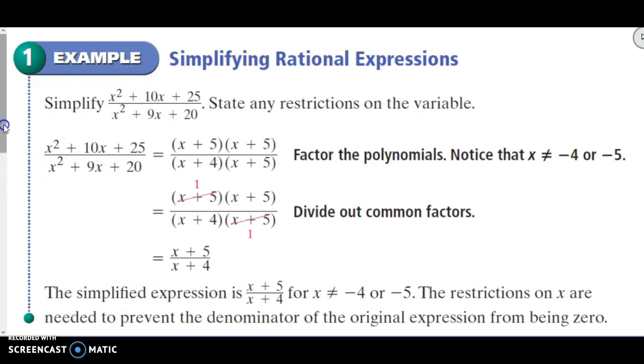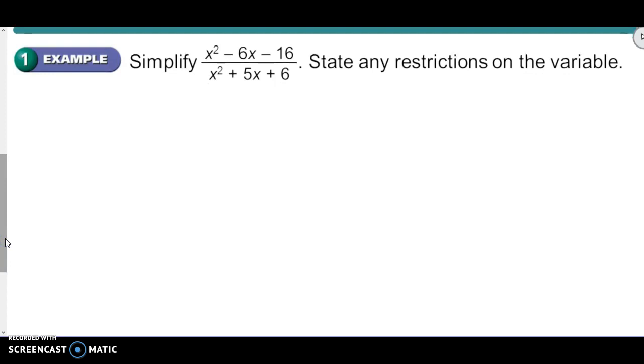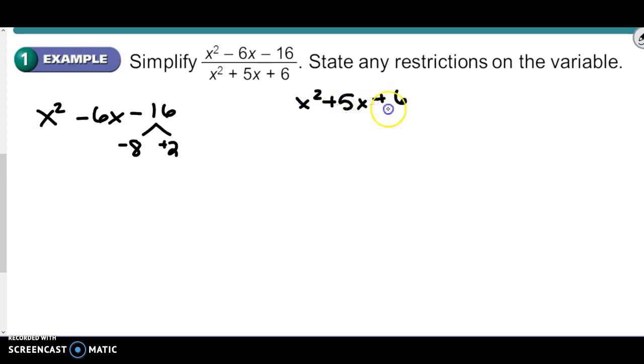Alright, so let's take a look at the one for your notes. We have simplify x squared minus 6x minus 16 all over x squared plus 5x plus 6. So we are going to factor the x squared minus 6x minus 16. Factors of negative 16 that will give you negative 6 are negative 8 and positive 2. And then we have x squared plus 5x plus 6. Factors of 6 that give you 5, that is going to be 2 and 3, because 2 times 3 is 6, but 2 plus 3 is 5.